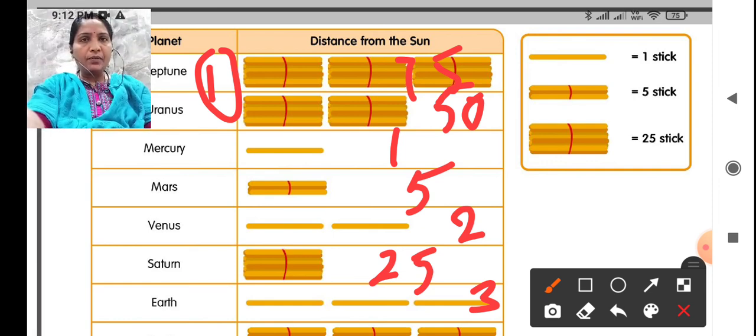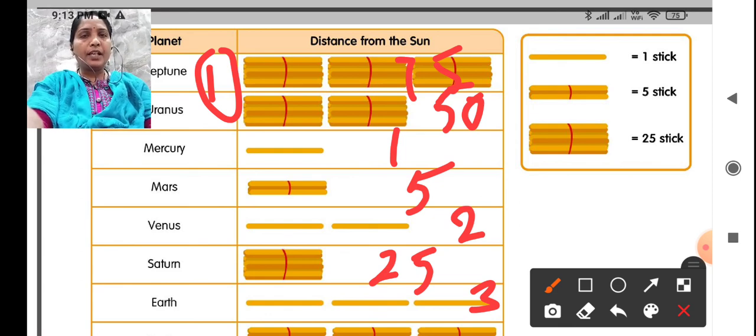First you identify the number of sticks in front of each planet. Now, based on the number of sticks, you identify which planet is very close to the sun. I already told you that the planet which has fewer sticks is very close to the sun, and the planet which has more sticks is very far away from the sun.